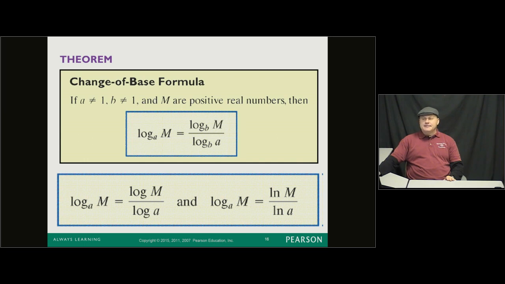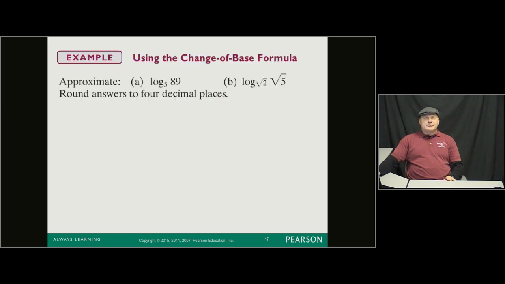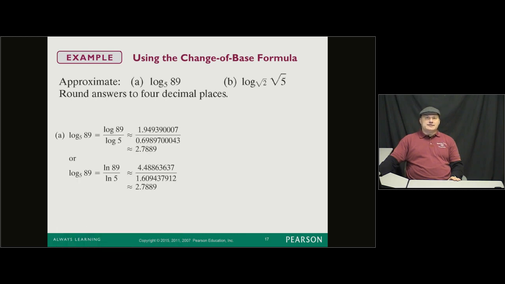So let's look at an example. We're going to approximate the log base 5 of 89, and we're going to evaluate log base square root of 2 of the square root of 5. And we're going to round to 4 decimal places. So let's look at the first one, and look at how they did it. They did both a common log and a natural log.